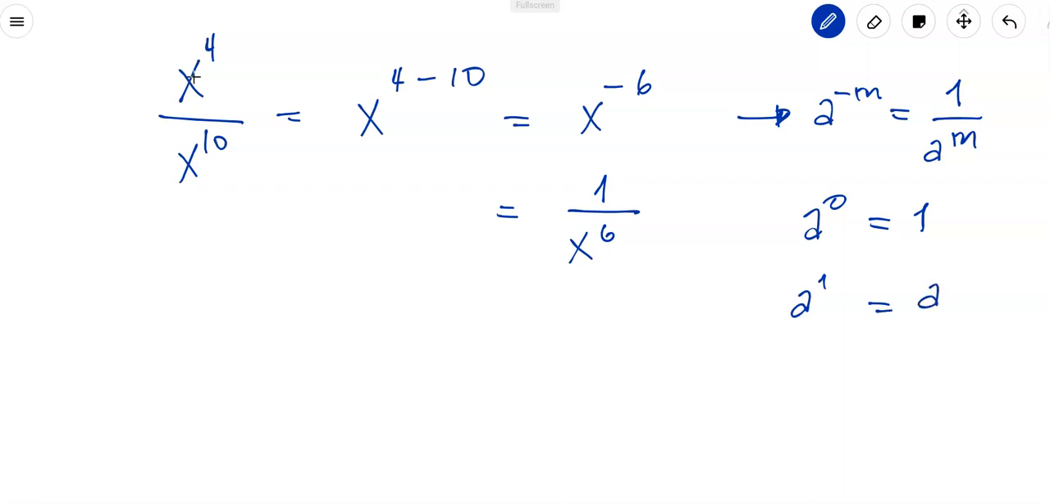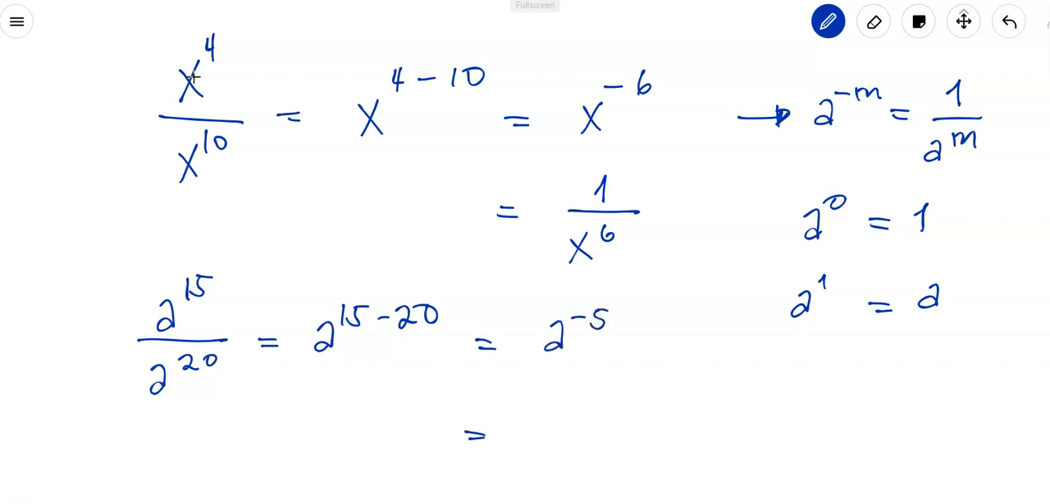Okay, so let's say we have a raised to the power of 15 over a raised to the power of 20. Therefore, we will have a to the 15 minus 20. The result is equal to a to the negative 5. So we can have the answer from this property: 1 over a to the power of 5. Using all these properties, we will try some exercises.